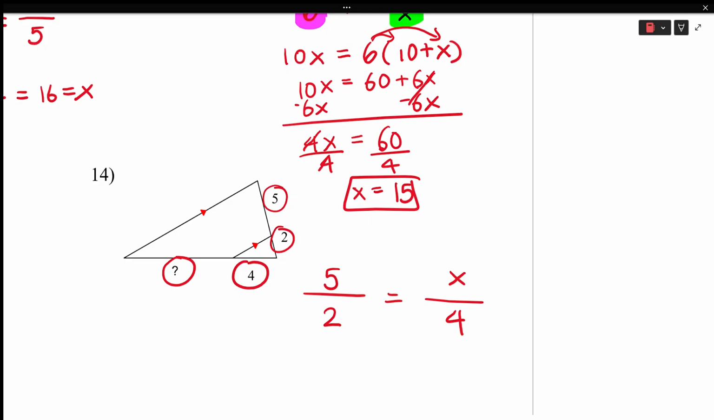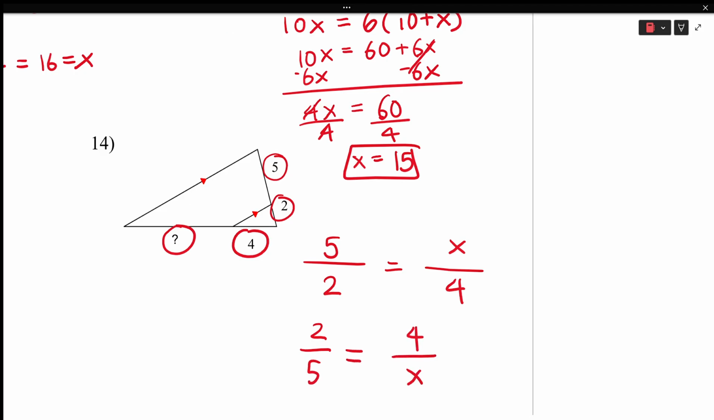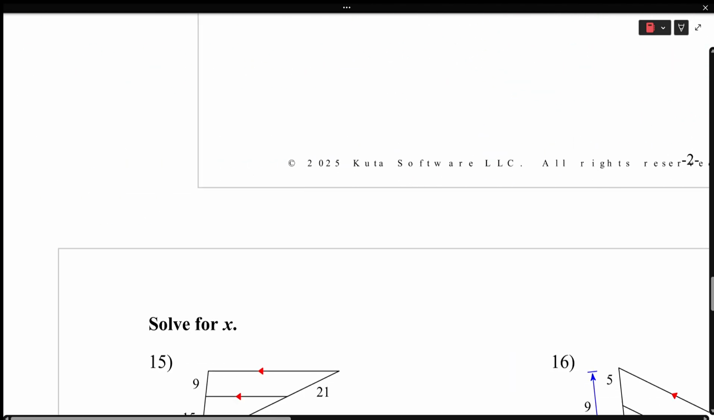That's totally fine. We have two parallel lines. These two triangles are similar. You could do 2 over 5 instead. You could flip it. Just make sure you flip the other fraction, 4 over x. Okay? Those are valid ratios you could use. And then cross multiply and then solve for x. Okay. I want to do one more.